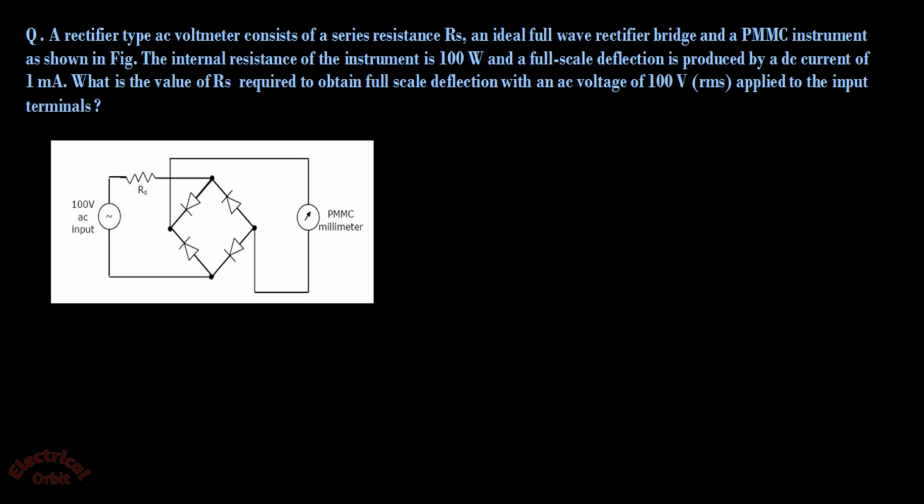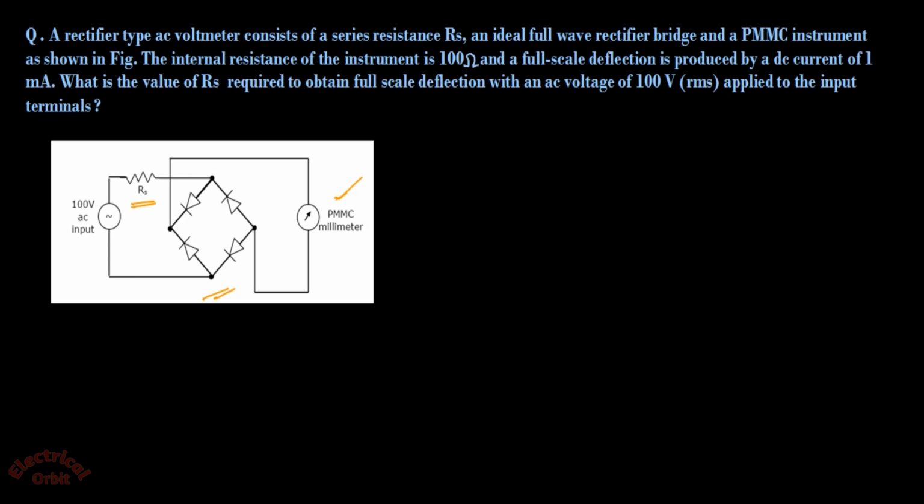A rectifier type AC voltmeter consists of a series resistance RS, an ideal full wave rectifier bridge and a PMMC instrument as shown in the figure. This is the RS, this is the rectifier bridge and this is the PMMC instrument. The internal resistance of the instrument is 100 ohm and full scale deflection is produced by a DC current of 1 milliampere. What is the value of RS required to obtain a full scale deflection with an AC voltage of 100 volt applied to the input terminal? This is the 100 volt applied to the AC input terminal.